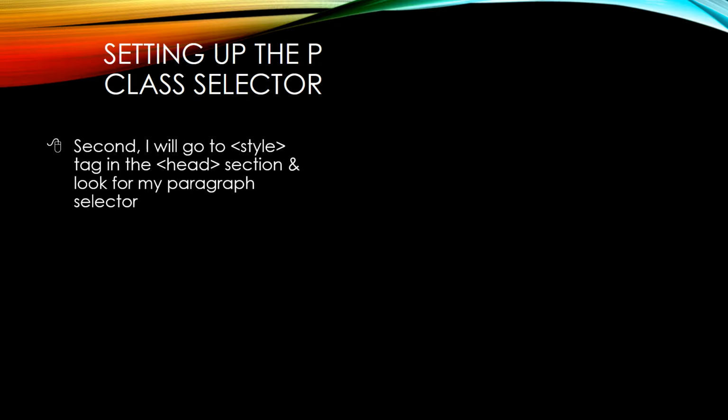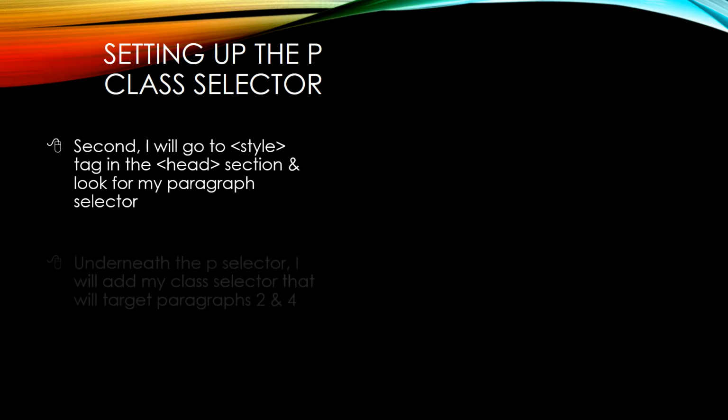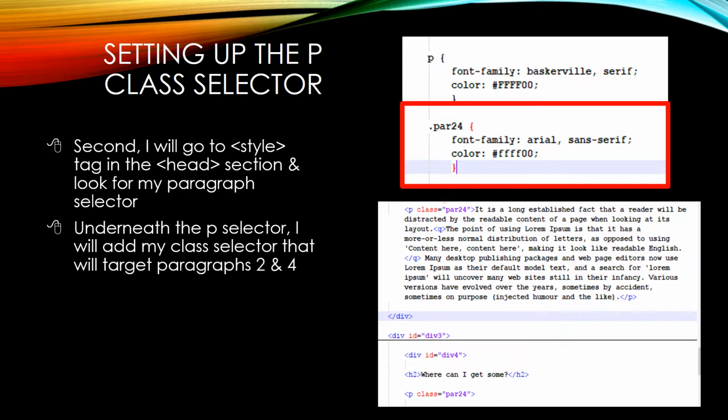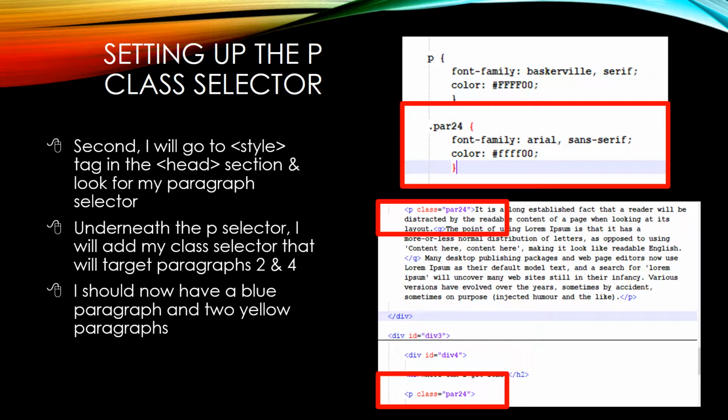Then I will go into my style tag in the head section, and I'm going to look for my last paragraph selector. Underneath that paragraph selector, I am going to create my class selector that will target my paragraphs 2 and 4. If you look at the diagrams to the right, notice that I have my .par24, which is my class selector for my paragraph. I included a font family and a color, and it is targeting the class par24 selector in my paragraph tags. When I run this website, I now should have a blue paragraph and 2 yellow paragraphs.